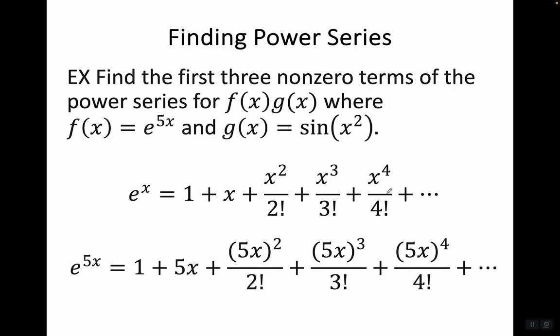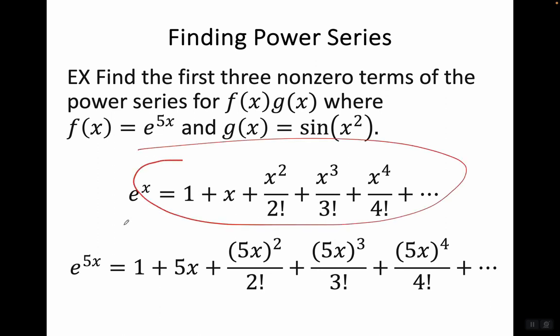Find the first three non-zero terms of the power series for f of x, g of x, where f of x equals e to the 5x and g of x equals sine of x squared. Okay, here we're just going to use some substitution. This is a familiar series, the series for e to the x. Let's just replace x with 5x, because we want the power series for e to the 5x. We'd have 1 plus 5x quantity squared over 2 factorial plus 5x quantity cubed over 3 factorial plus 5x quantity to the 4th over 4 factorial, etc.